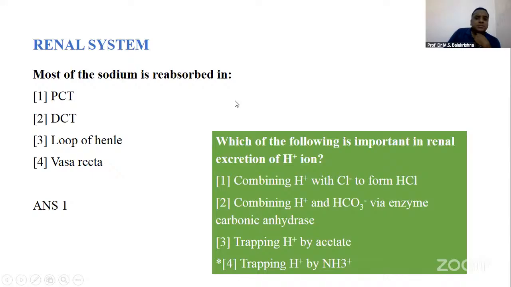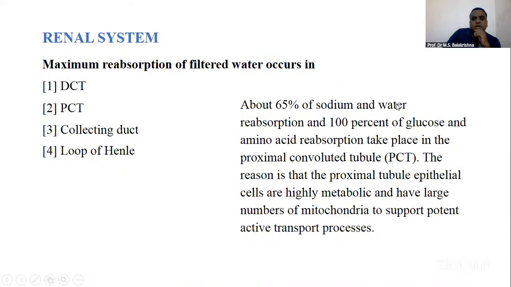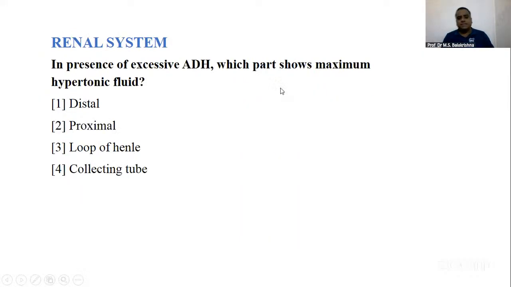Most of the sodium is reabsorbed where? Absorption of sodium is taking place in the PCT. So like that, what happens in the DCT, loop of Henle, other related questions also you should know. Maximum reabsorption of filtered water occurs where? That is PCT. So draw a diagram of the nephron and, for each part, what is absorbed and what is out, put it on your study chart on your wall. So repeatedly say it and you can answer this.